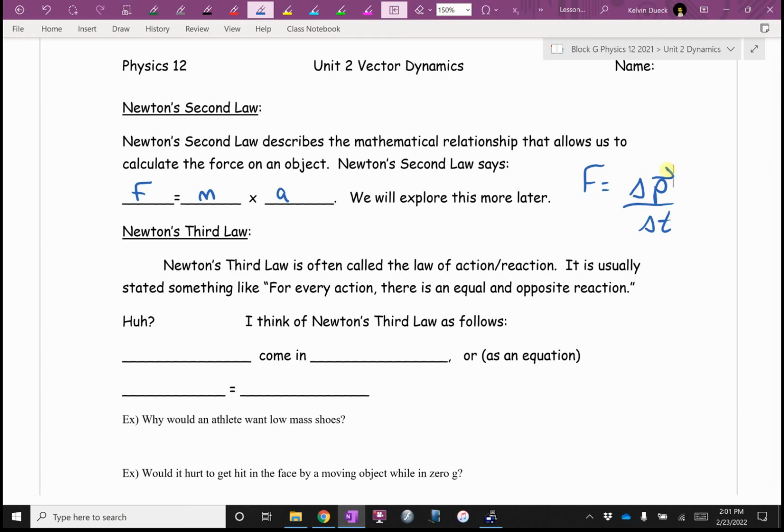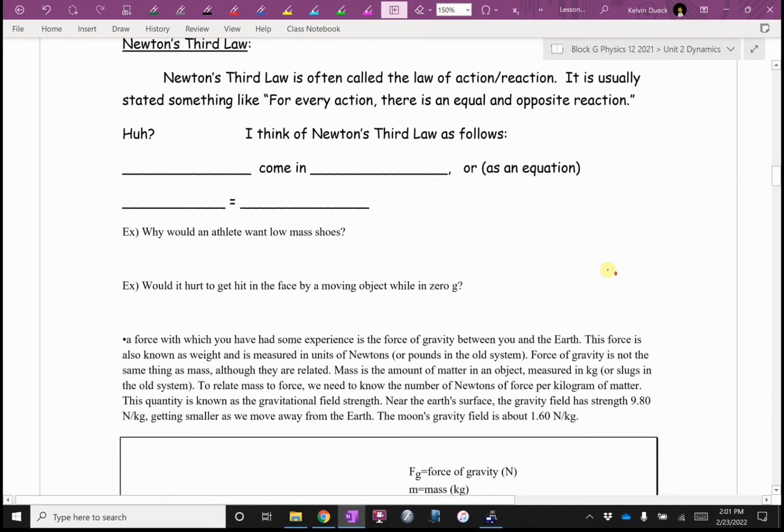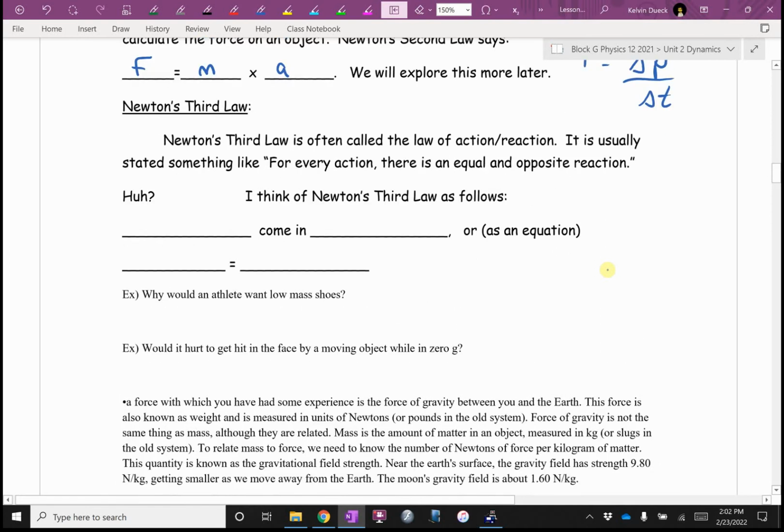Newton's third law is often called the law of action-reaction. It's usually stated something like, for every action there is an equal and opposite reaction, which I never understood. What's Mr. Duix? Forces come in.